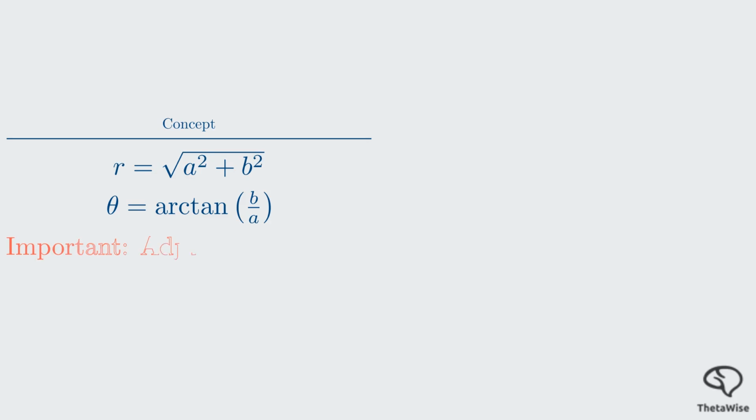To convert from Cartesian to Euler form, we need two values, the modulus, r, and the argument, theta. The modulus is found using the Pythagorean theorem, representing the distance from the origin to the point in the complex plane. The argument is found using the inverse tangent of the imaginary part over the real part. However, you must be careful. The standard arctan function only returns values between negative pi over 2 and pi over 2. For IB, we use the principal argument restricted between negative pi and pi. You must always sketch the point to ensure your angle is in the correct quadrant.